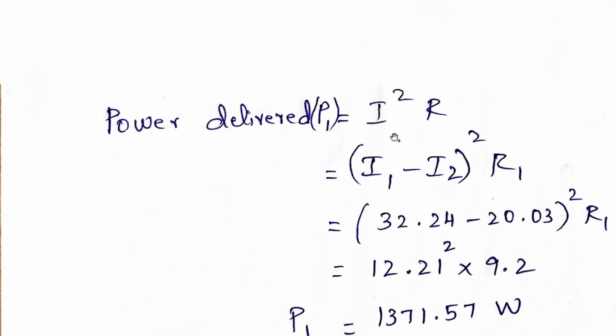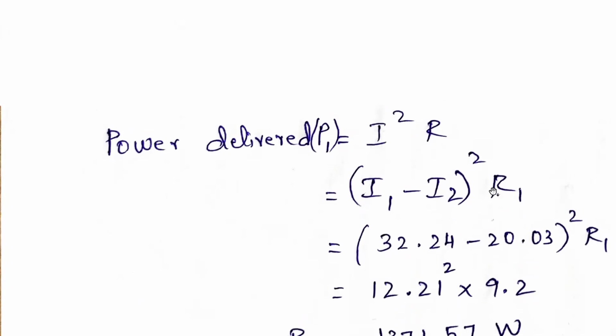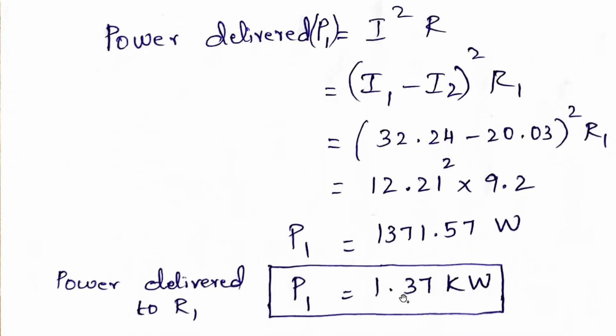Sorry, V by R. V is equal to IR, no? So I is equal to V by R. So V by R the whole square into the particular resistance, that also you can take. If you calculate that also, you'll get the same answer. Just tell in the comment whether you got the same answer here also. If you take V by R the whole square into R, you will get the same answer, that is power as 1371.57 watts, which is 1.37 kilowatt.